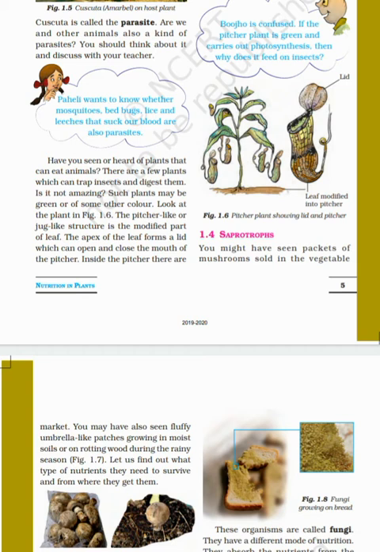Fungi secrete digestive juices on the dead and decaying matter and convert it into a solution, and they can also absorb the nutrients from it.